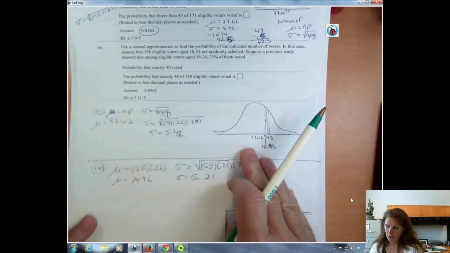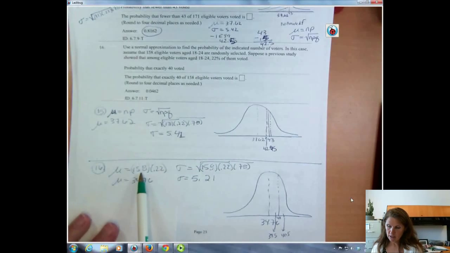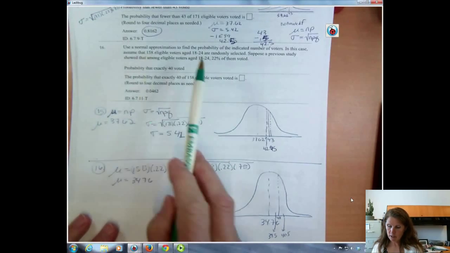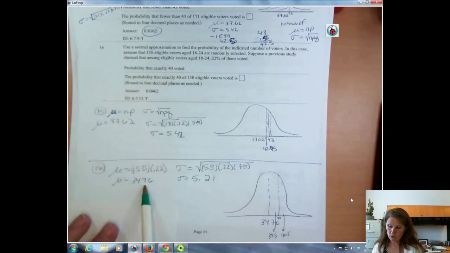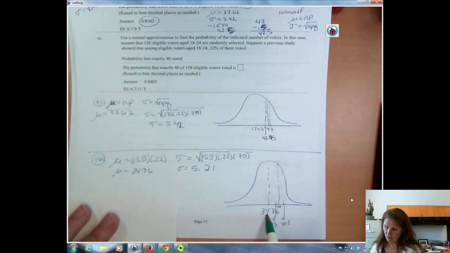Excuse me. So I'm going to do the same thing. I'm going to find my mean by taking the 158 times the probability, 0.22. And then I'm going to find my standard deviation, 158 times 0.22 times 0.78. And the square root of that gives me 5.21. And my mean here is 34.76, and I'm interested in 40 exactly.